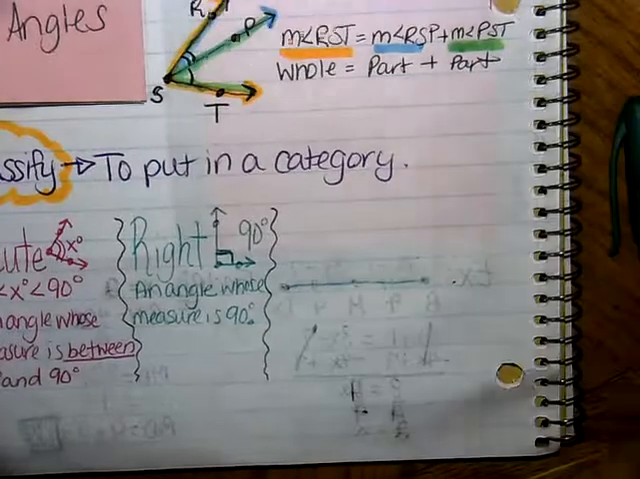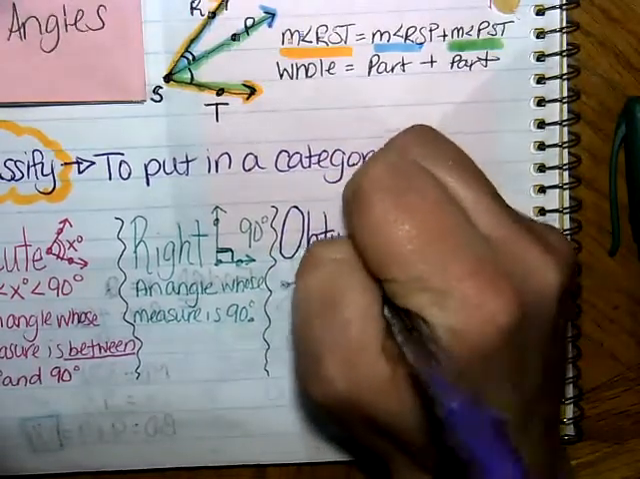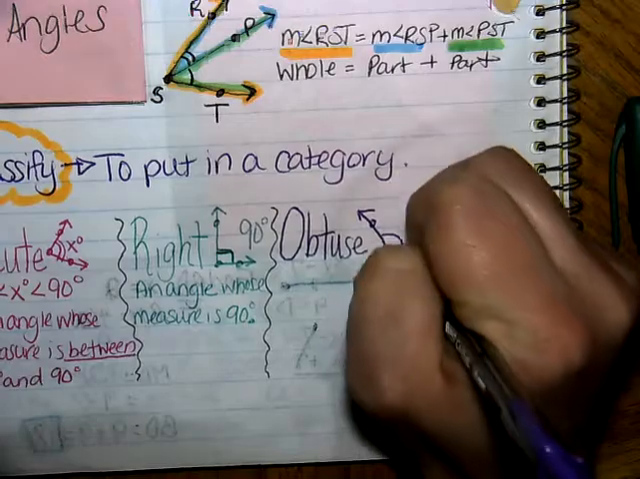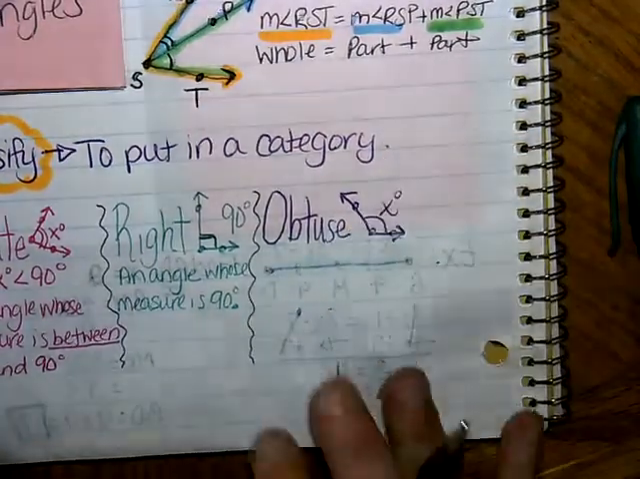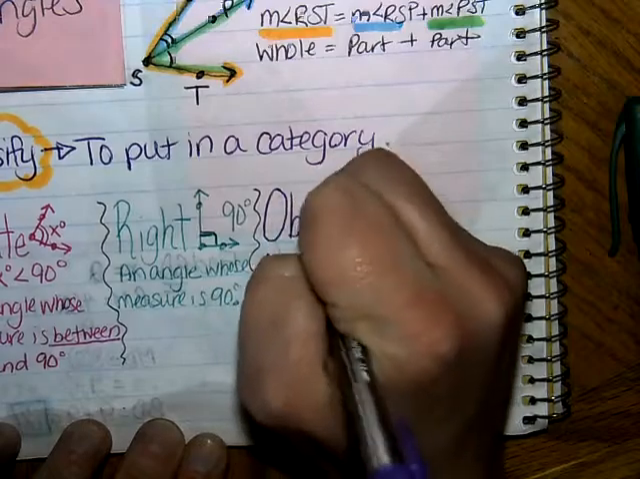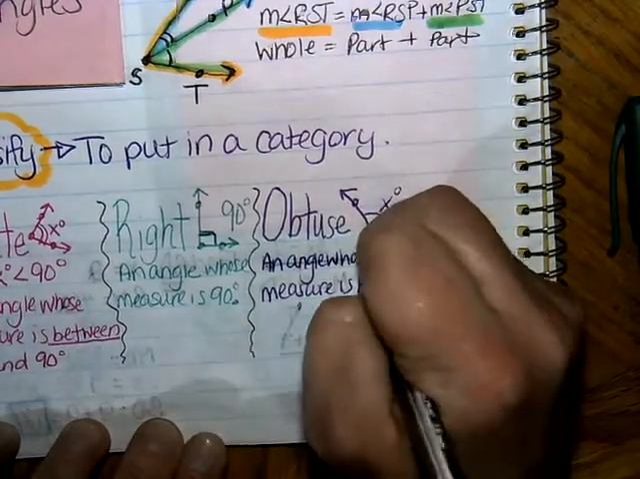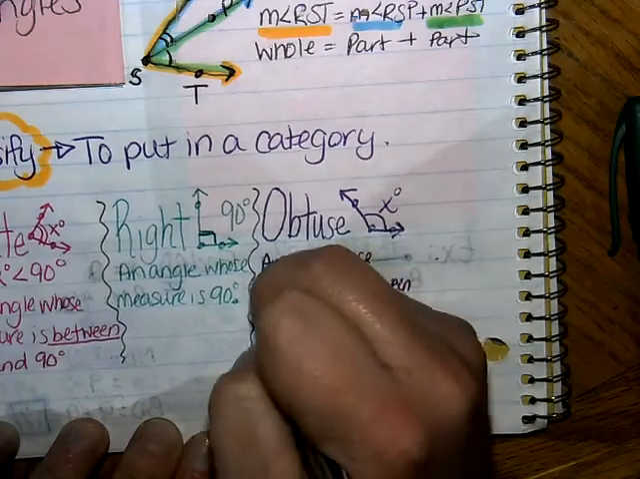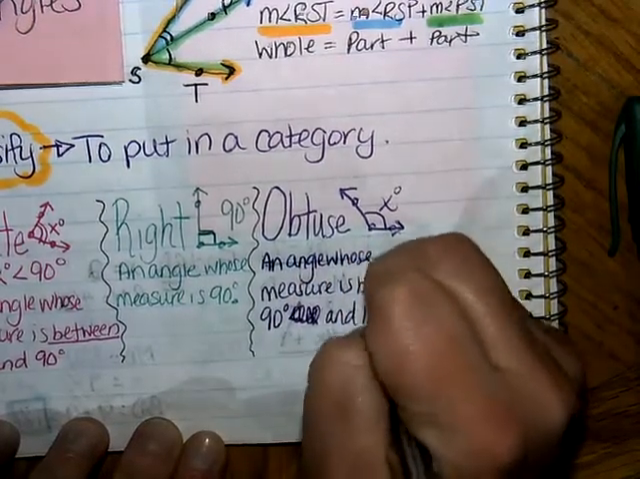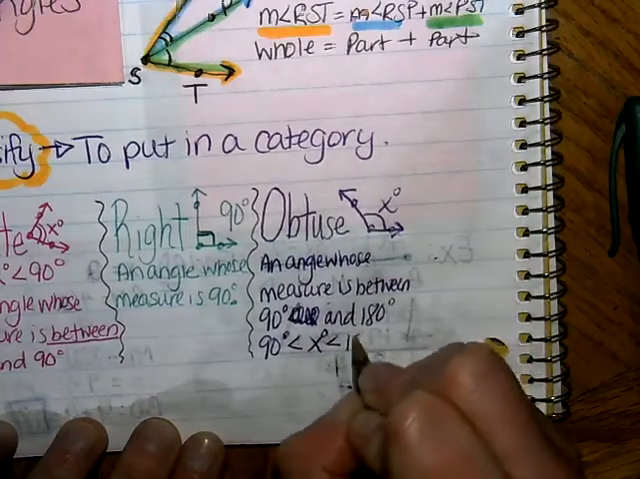The next one that we have is called obtuse. Obtuse, O-B-T-U-S-E. And that angle looks something like this. We'll call it x degrees as well. And that is an angle whose measure is between 90 degrees and 180 degrees. So what you would see is an inequality of 90 degrees is less than x degrees, which is less than 180 degrees.